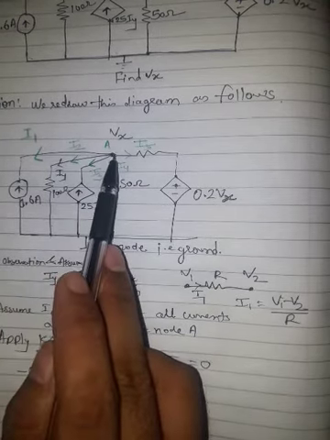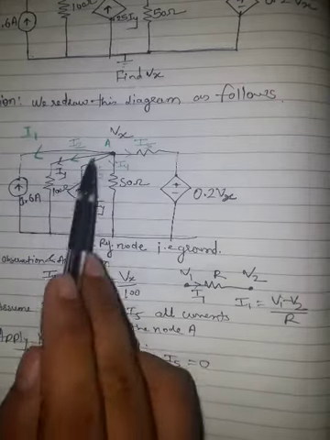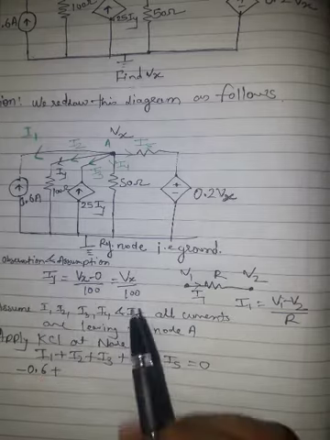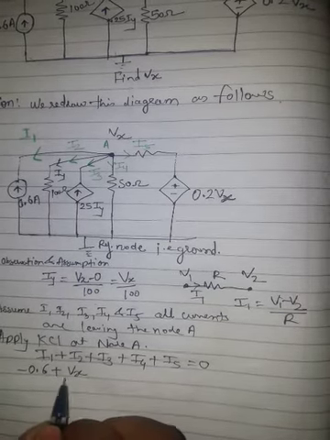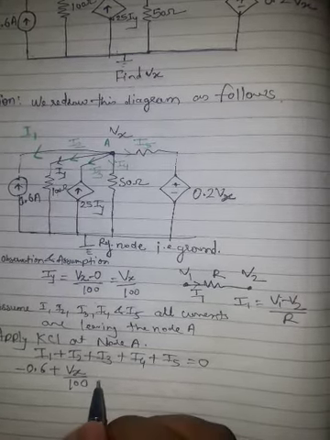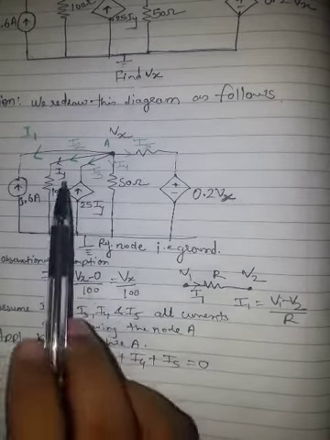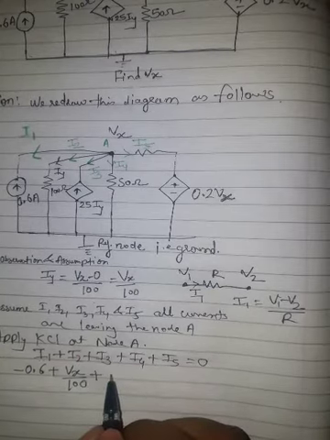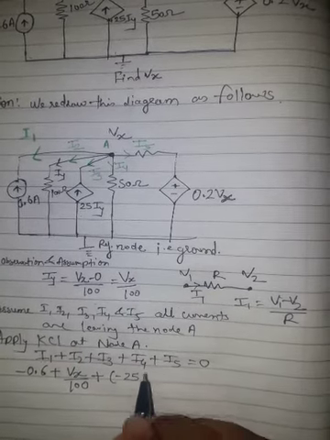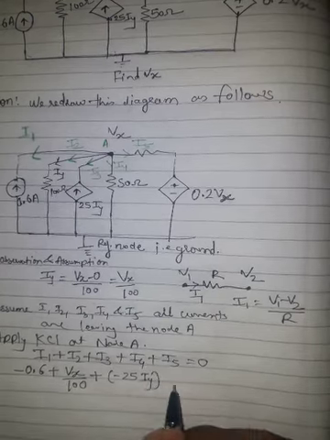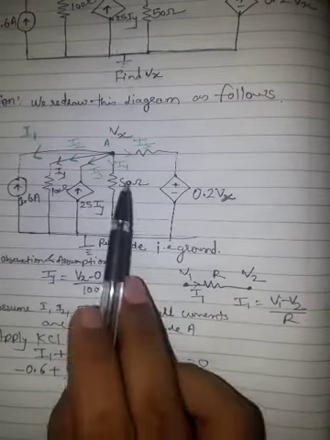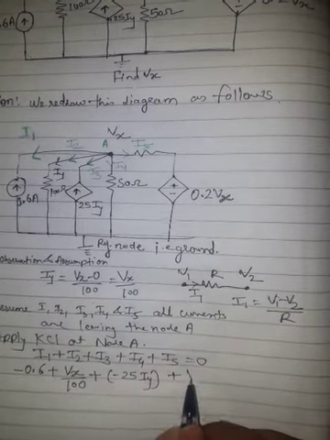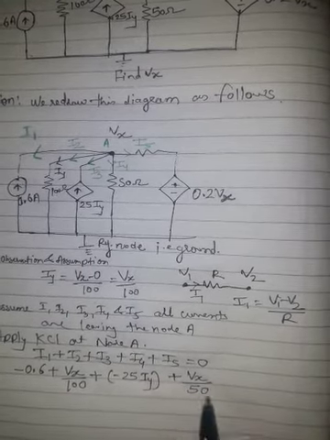Now I2 is same as your Iy, which is flowing from Vx to ground. So I can write this Vx upon 100. Then what is I3? I3 is also opposite of 25 Iy. So I can write this is minus 25 Iy. And then what is I4? I4 is going from Vx to ground. So this is Vx by 50.